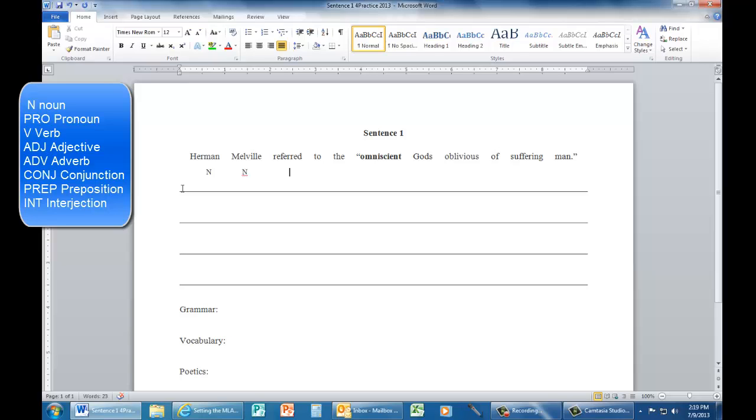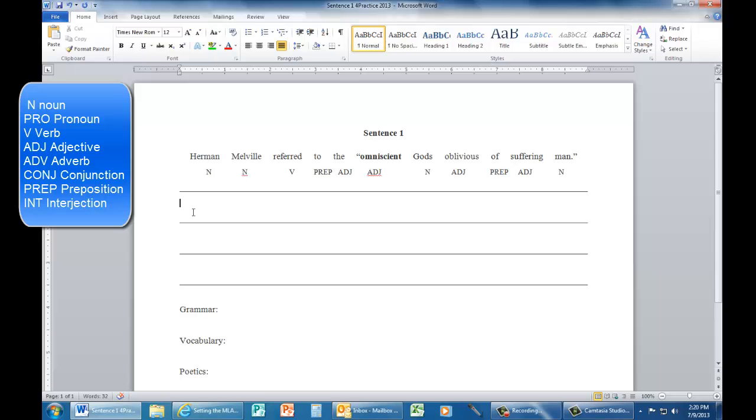For verbs, we will use a V. For the preposition, we will use P-R-E-P, the as an adjective, A-D-J. Omniscient is also an adjective. Gods is a noun. Oblivious is an adjective. Of is a preposition. Suffering, an adjective that modifies man, which is also a noun. We have now identified the parts of speech.